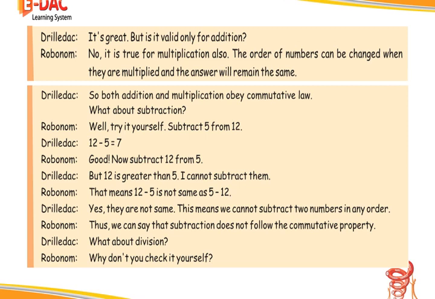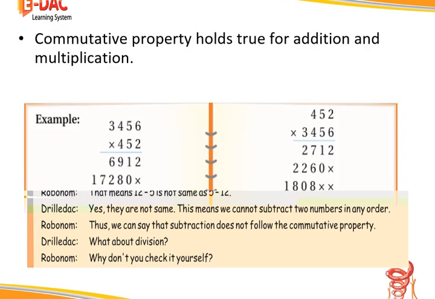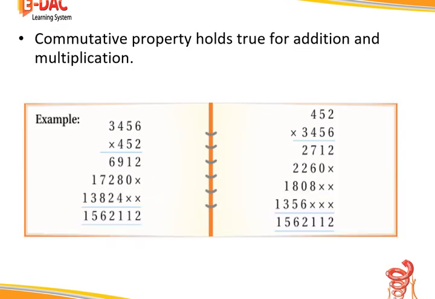So Dirichlet says, yes, they are not the same. This means we cannot subtract 2 numbers in any order. Thus, we can say that subtraction does not follow the commutative property. What about division? Why don't you check it yourself? So let's check for division also. Before moving further for division, let's revise our commutative property.